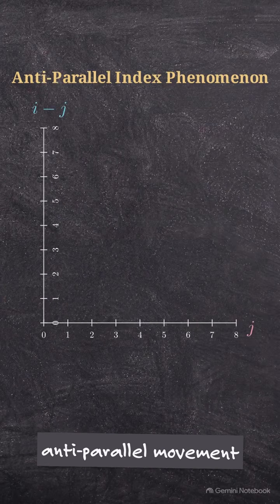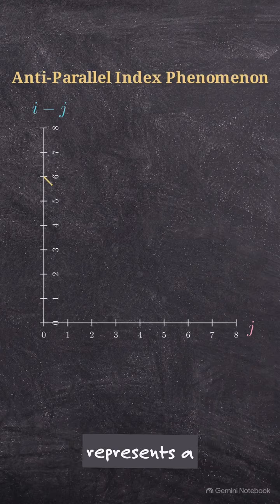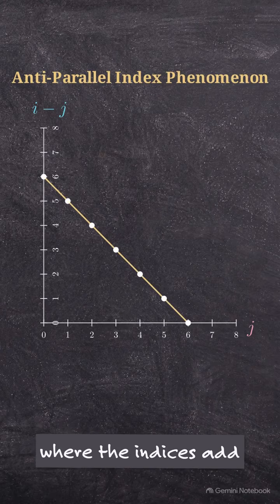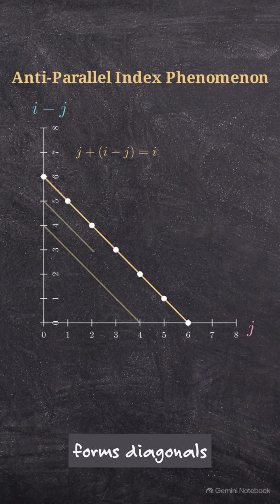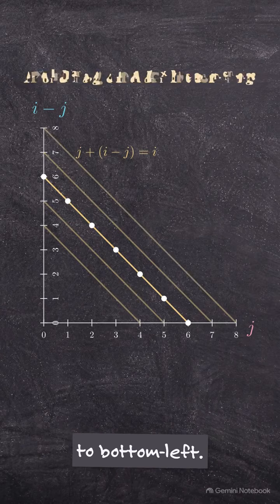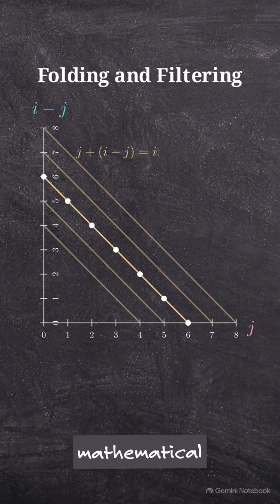If we map this anti-parallel movement onto a two-dimensional grid, every intersection represents a multiplication pair, where the indices add up to a constant k. Because I plus j equals a constant describes a line with a negative slope, the summation naturally forms diagonals sloping from top right to bottom left. This descending diagonal geometry is the classical mathematical signature of folding and filtering.